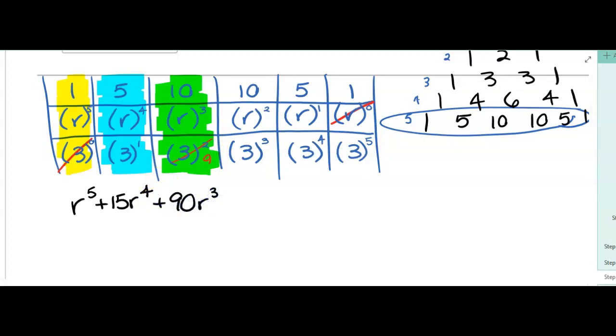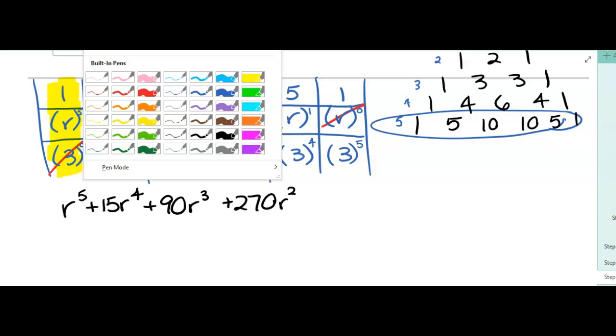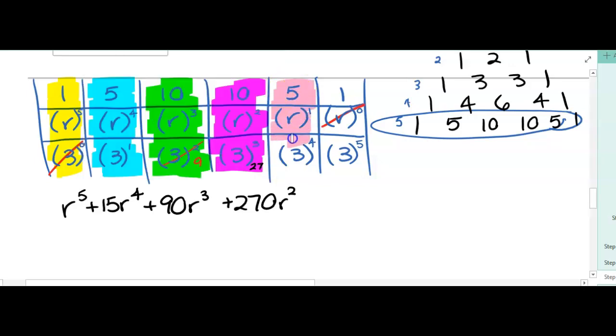R cubed. The next column, again, that's 27. 3 cubed is 27 times 10 is 270. R squared. Running out of highlighter color, multiplying down this column. 3 to the 4th is 81. 81 times 5, 405. R.